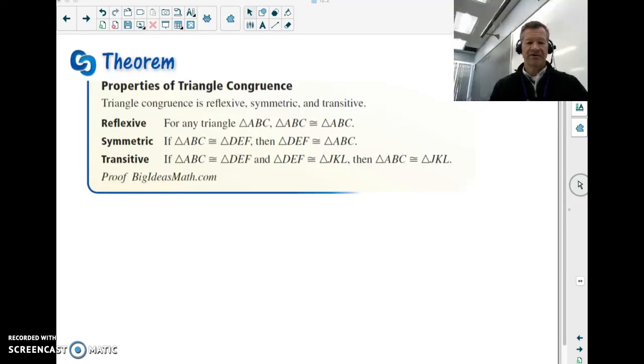This last video, I'm going to do examples 4 and 5 together because they both pertain to the theorems I'm about to read to you. First one is properties of triangle congruence. Triangle congruence is reflexive, symmetric, and transitive.